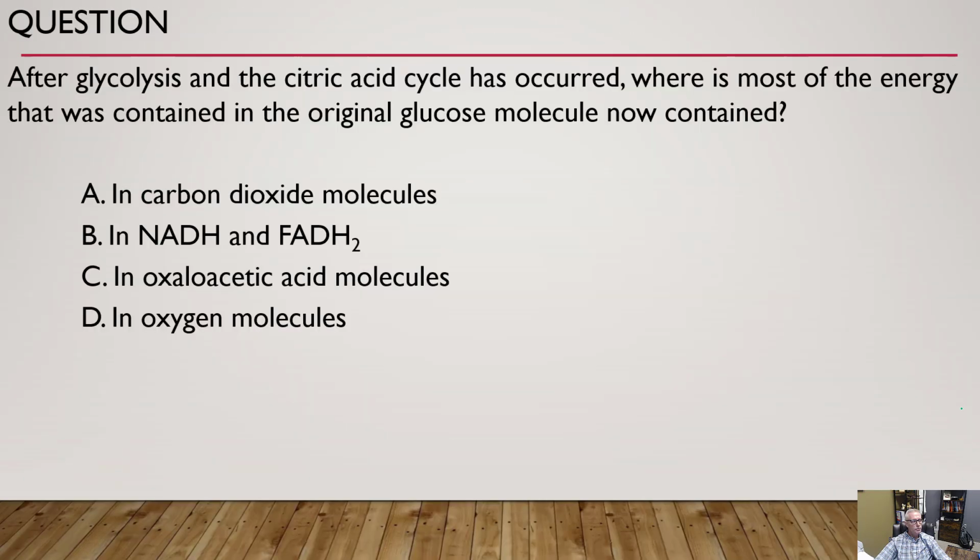All right. So, question for you. After glycolysis and the citric acid cycle, where is most of the energy that was contained in the original glucose molecule now contained? Another way to read this question is, where do we produce most of our ATP? Do we produce ATP out of our carbon dioxide molecules? Carbon dioxide doesn't produce ATP. In NADH and FADH2s? Well, yeah, they produce a lot. In the oxaloacetate? That doesn't produce it. Oxygen doesn't produce it. So here, the electron transport chain produces the majority of our ATP molecules. It holds most of the energy that was contained in the original glucose molecule.